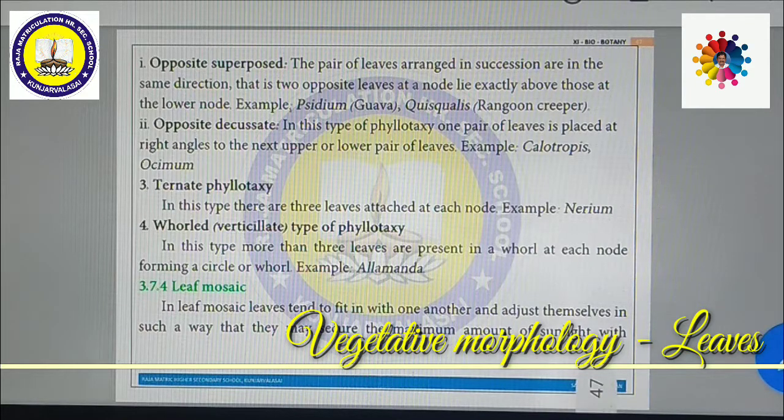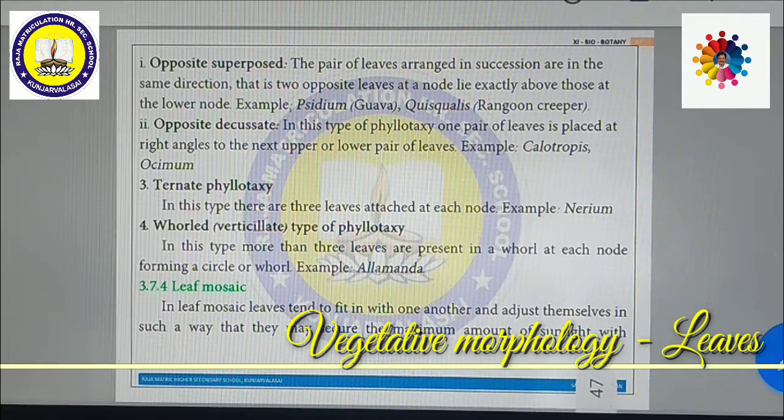The third category is ternate phyllotaxy. In this type, there are three leaves attached at each node. Example, Nerium. The fourth one is whorl, the verticillate type of phyllotaxy. In this type, more than three leaves are present in the whorl at each node, forming a circle or whorl-like appendages. Example, Allamanda.